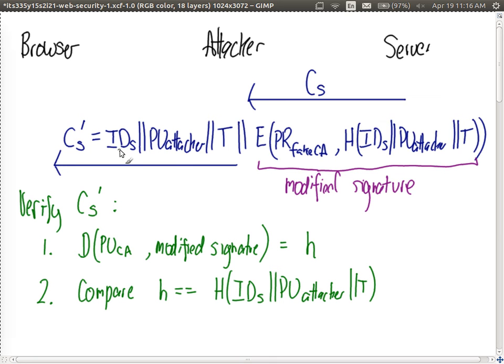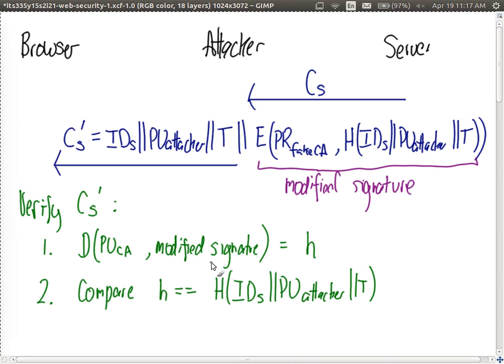Does the hash of the ID, the public key of the attacker, and the timestamp match the decrypted signature? Yes or no? Hands up for yes, it matches. I see some, okay, good. And hands up for no, it doesn't match. Why does it not match? He is correct. And someone else was correct as well. So why does it not match?